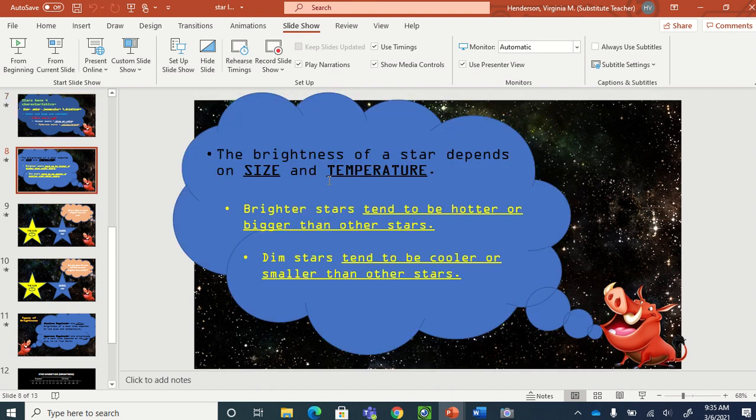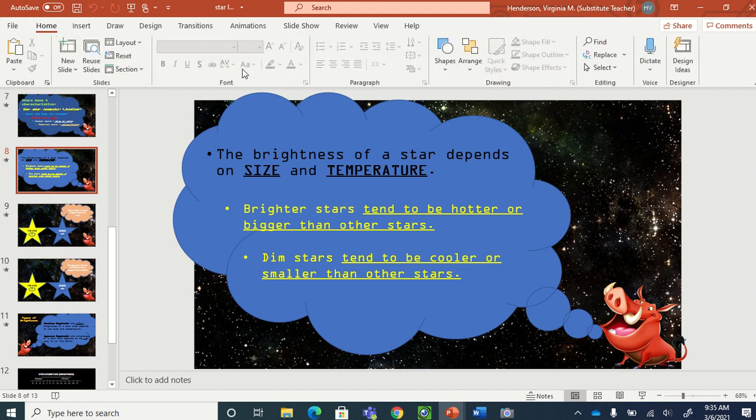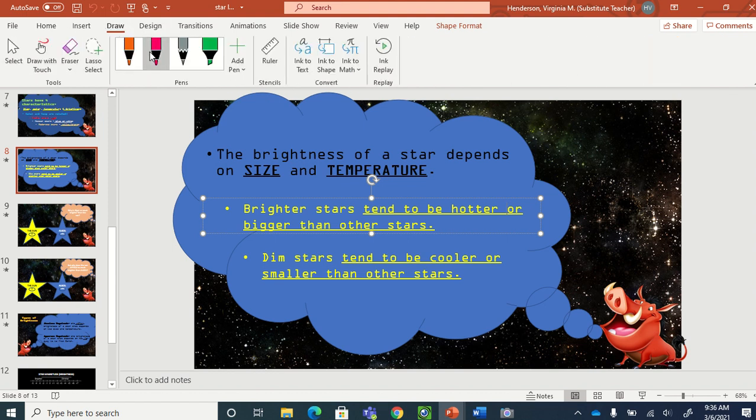All right. The brightness of stars depends on the size and the temperature. Brighter stars tend to be hotter, or, see this right here? Let me get this little markup tool, because I'm going to circle this somehow. Here we go. I'm going to draw on here. Make it pink. I'm going to circle this word or. Okay? It does not say brighter stars tend to be hotter and bigger.